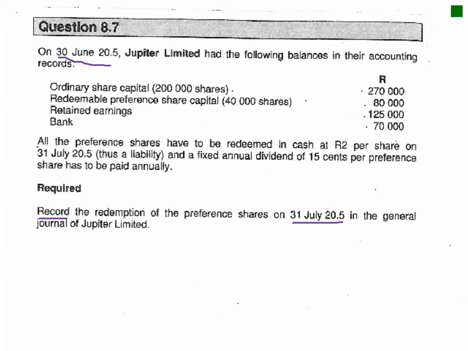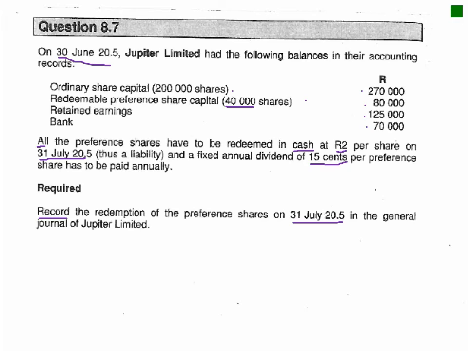All the preference shares, that means all 40,000 shares, have to be redeemed in cash. In other words, we're going to make a payment out of our bank account at 2 Rand per share on the 31st of July. Therefore, the preference share capital is a liability. There's a fixed annual dividend of 15 cents per preference share that has to be paid annually.